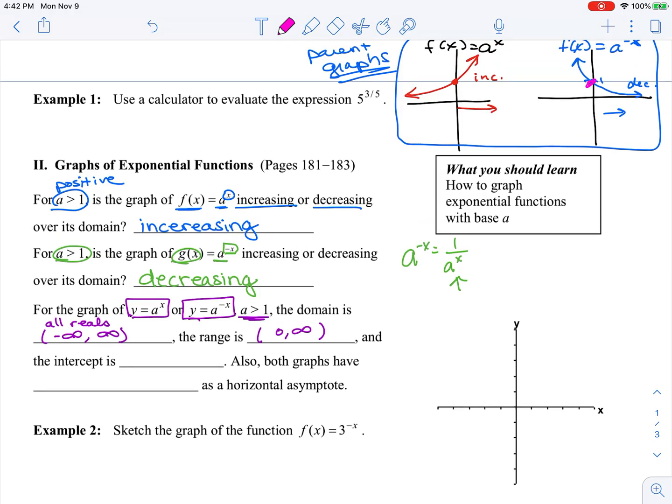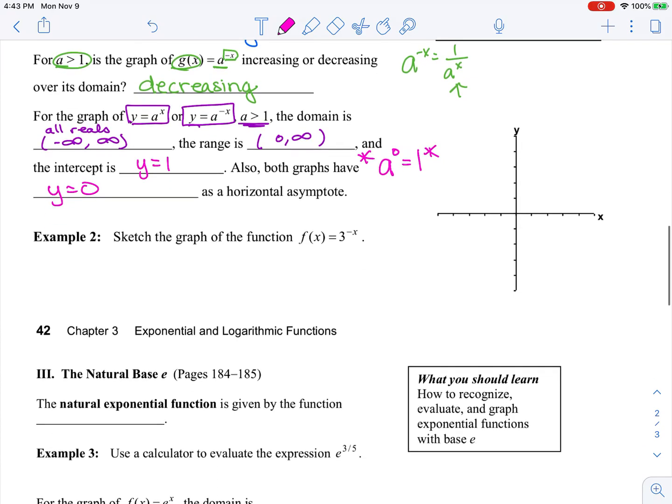And it says, and the intercept, meaning the y-intercept. Do you see how both of them have a y-intercept? They both have a y-intercept at y equals 1. And that's because anything to the 0 power is always 1. Okay, so just keep that in mind. They also have y equals 0 as the horizontal asymptote. That's because it never crosses the x-axis into a negative value.